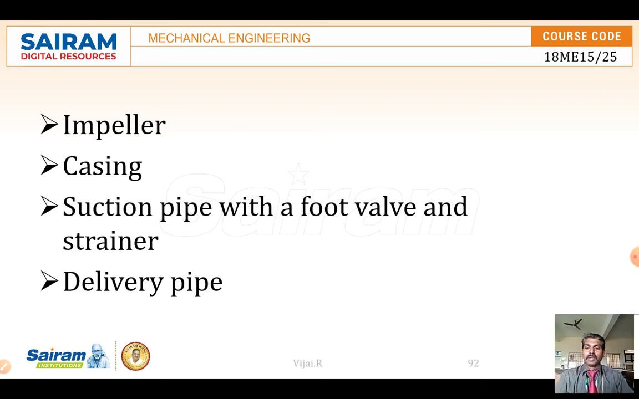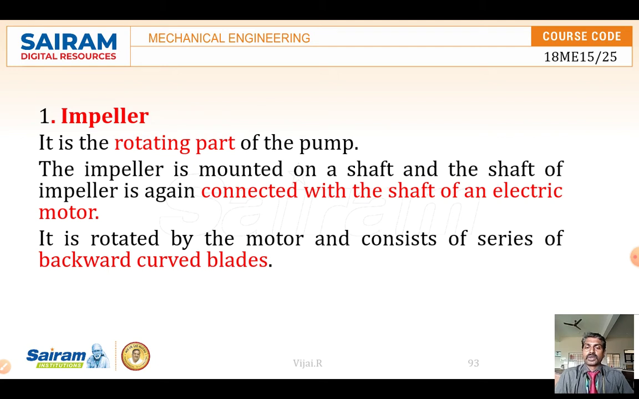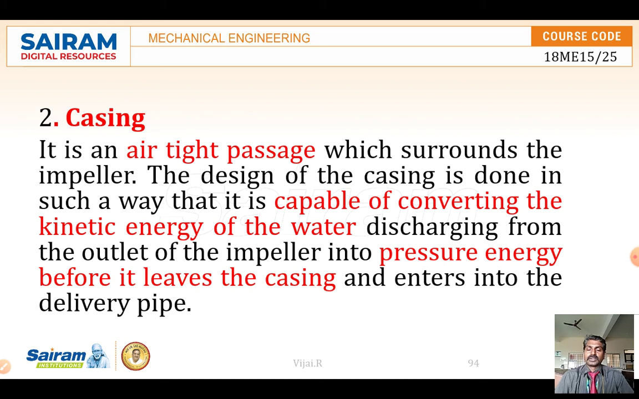So impeller, what do you mean by impeller? That is the rotating part. In the turbine, we have seen the runner blades rotating; like that, here we call it an impeller. It is a rotating part and it is mounted on the shaft. The shaft is connected with the electrical motor. So when we switch it on, the electrical motor rotates, the motor rotates the shaft, and the shaft is connected with the impeller, so the impeller rotates. The impeller has curved blades, so the backward curved blades are rotated.